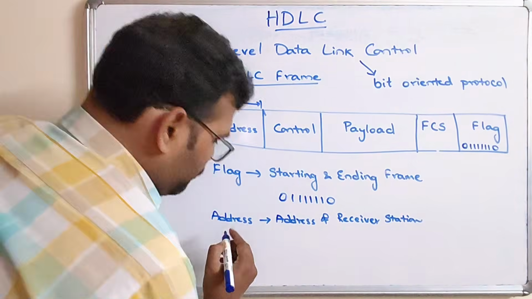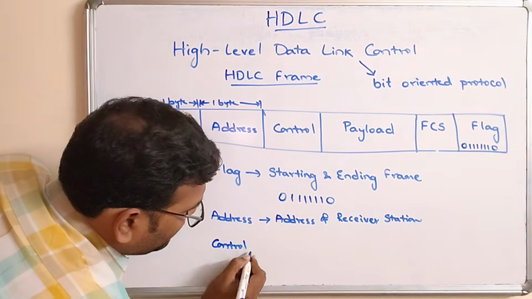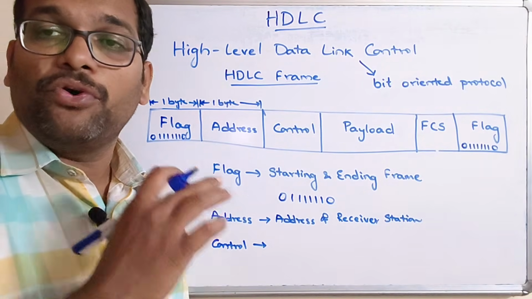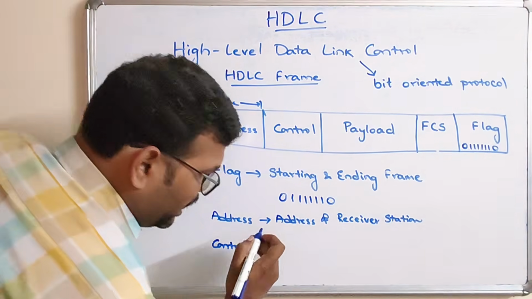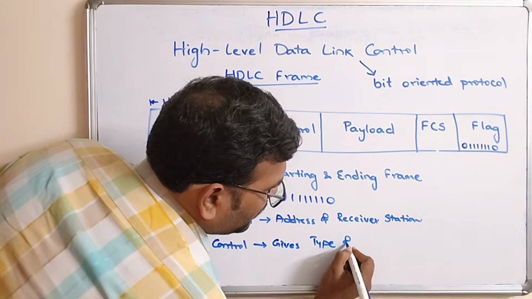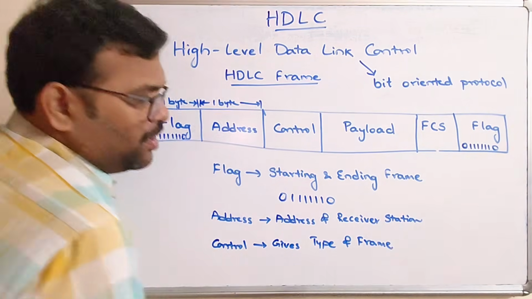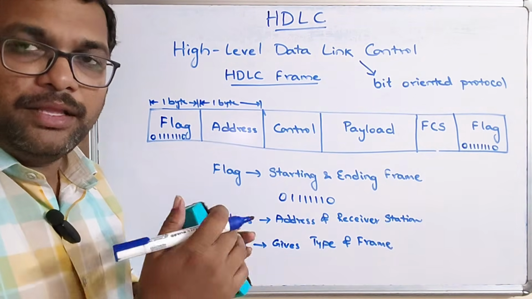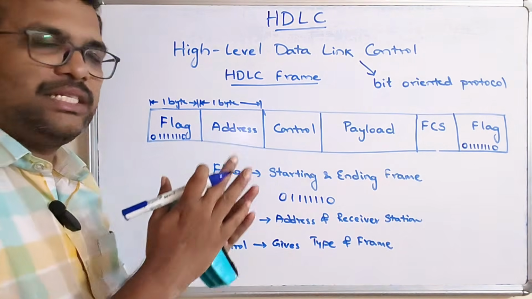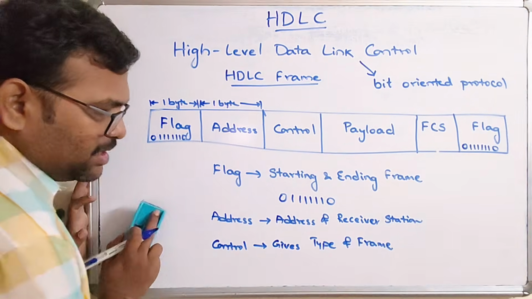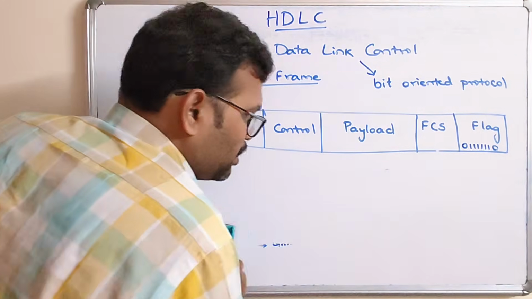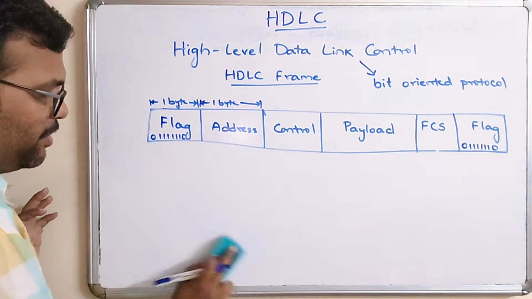The next one is control. The name itself indicates it is responsible for flow control and error control, and specifically it gives the type of frame. This is the normal frame format, but there are multiple frame formats. So the type of frame will also be represented by using the control bits. Let us see what the different types of frames are here. So, the control field, we are discussing the control field.